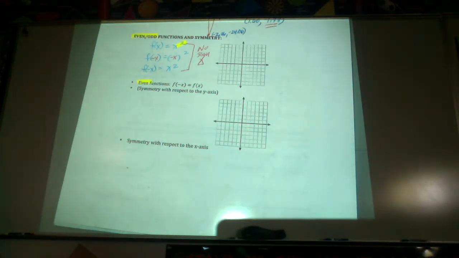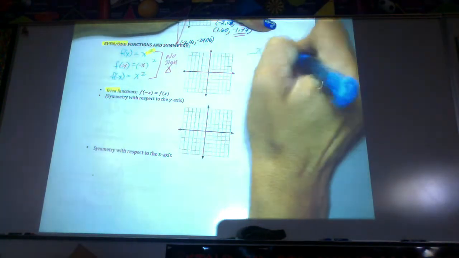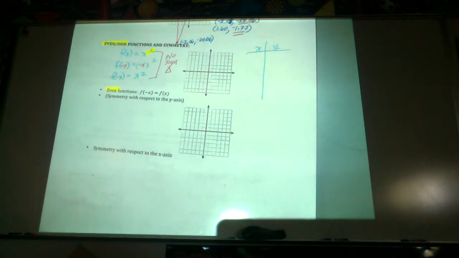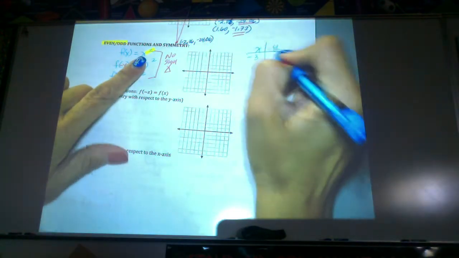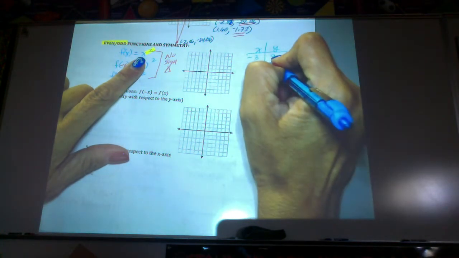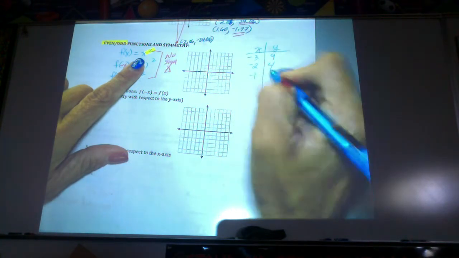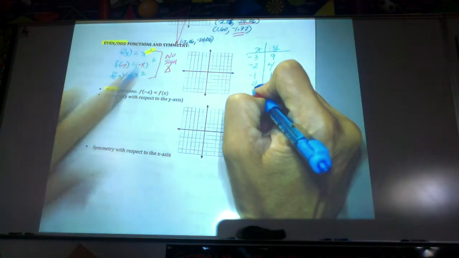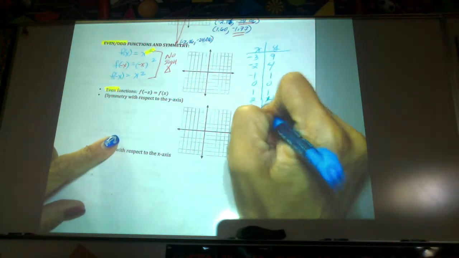The other thing that we're going to look at would be the graph and the table of values. So if I created a table of values for this particular function, look at what happens. I'm going to start with negative, because it's my lower number. If I take negative 3 and square it, I get positive 9. Negative 2 squared is 4. Negative 1 squared is 1. 0 squared is 0. 1 squared is 1. 2 squared is 4, and 3 squared is 9.